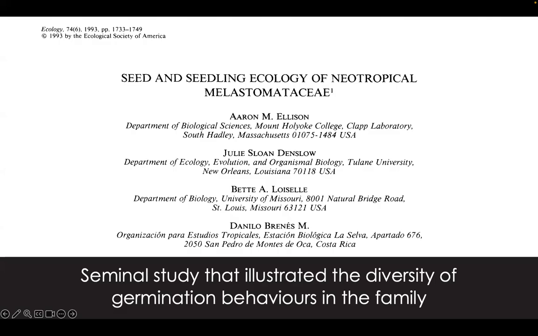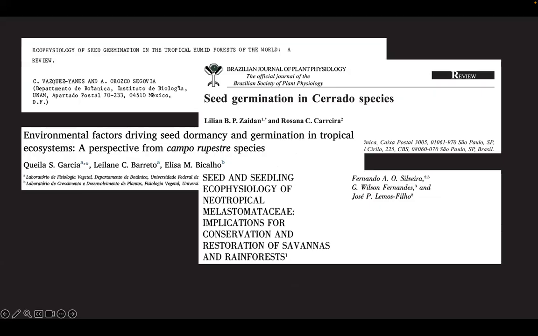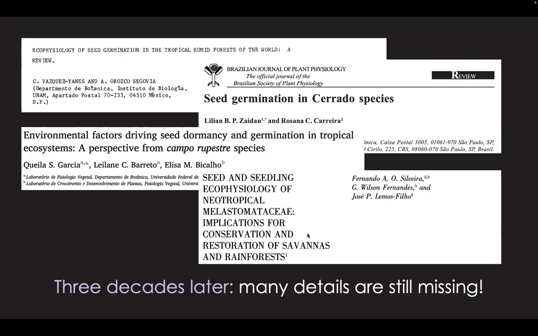And three decades have already passed since the study by Ellison and collaborators, and we see that melastomes are always present in the different reviews and syntheses about the germination ecology of these different biomes in the tropics. For instance, we do have a relatively recent review in 2013 about the germination ecophysiology of Melastomataceae in the Cerrado and the Atlantic forest. But we still lack a comprehensive synthesis of the germination ecology of these species in the whole Neotropics.